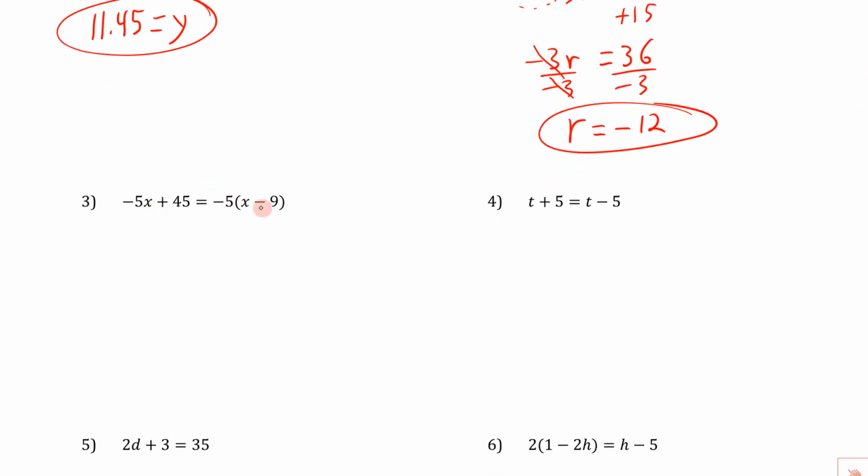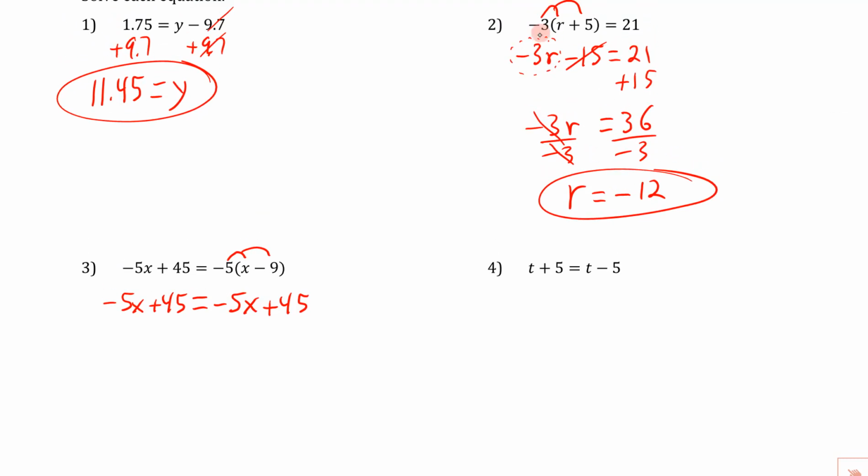We've got some distributing to do here, so I'm going to go ahead and demonstrate that. So we have a negative 5x on this side, and we've got a positive 45 over here. There's nothing to simplify over on this side, so again I've got the negative 5x and then plus 45 over here. Again, we always want to simplify the sides before we start to solve. That's what we did on number 2. That's what we've done here.